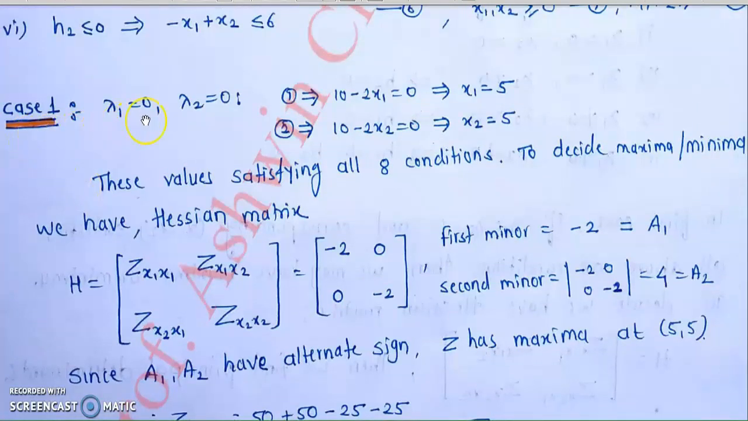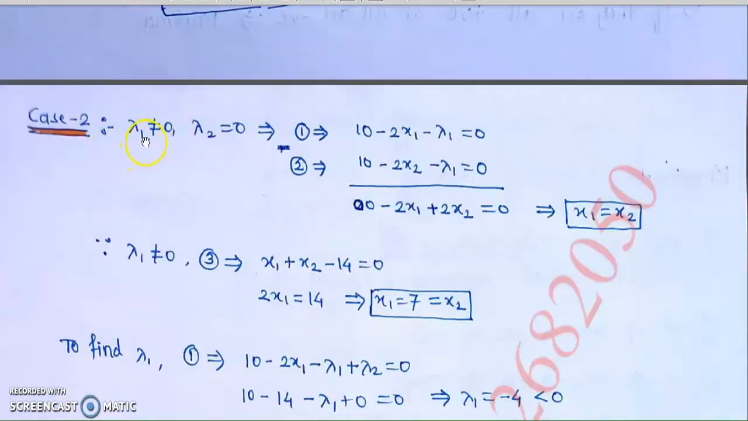Now lambda 1 is non-zero, or one of them is non-zero, and the last condition is what if both are non-zero. So we have case 2 here, that lambda 1 is non-zero and lambda 2 is 0. So we put lambda 2 equal to 0 in equation 1. We get 10 minus 2x1 minus lambda 1 equal to 0, and the second equation gives us 10 minus 2x2 minus lambda 1 equal to 0. If we subtract them, lambda 1 is removed, so we get x1 minus x2 equal to 0, or x1 is equal to x2. So we got one equation in x1 and x2. We need one more equation in x1 and x2 so that we can solve them simultaneously.